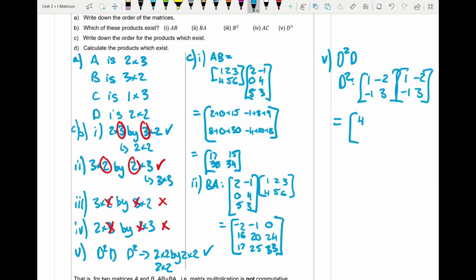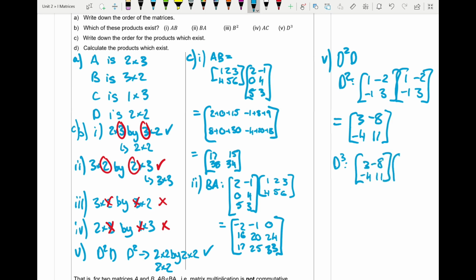Have I done this right? Sorry, 1 times 1 is 1, negative 2 times negative 1 is positive 2, so this is 3. Okay, then we've got 1 times negative 2 is negative 2, take 6 is negative 8, negative 1 times 1 is negative 1, take 3 is negative 4, and then we get negative 1 times negative 2 is 2, plus 9 is 11.